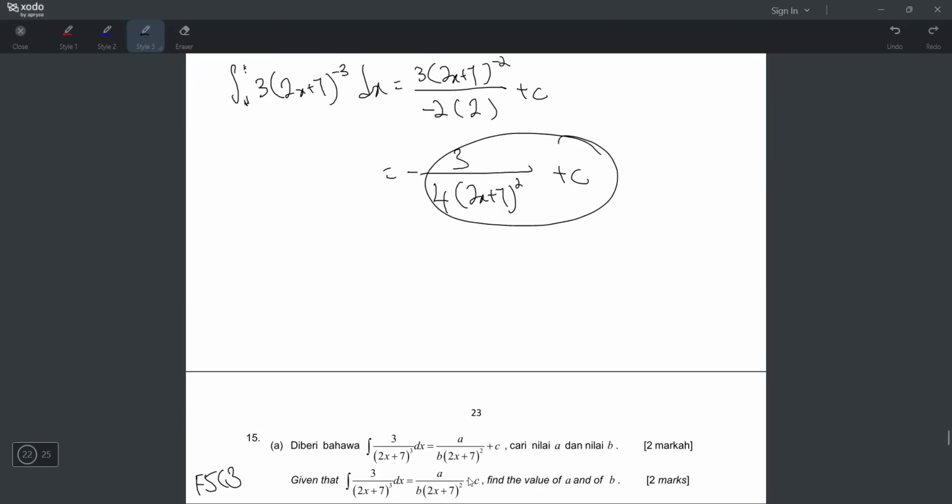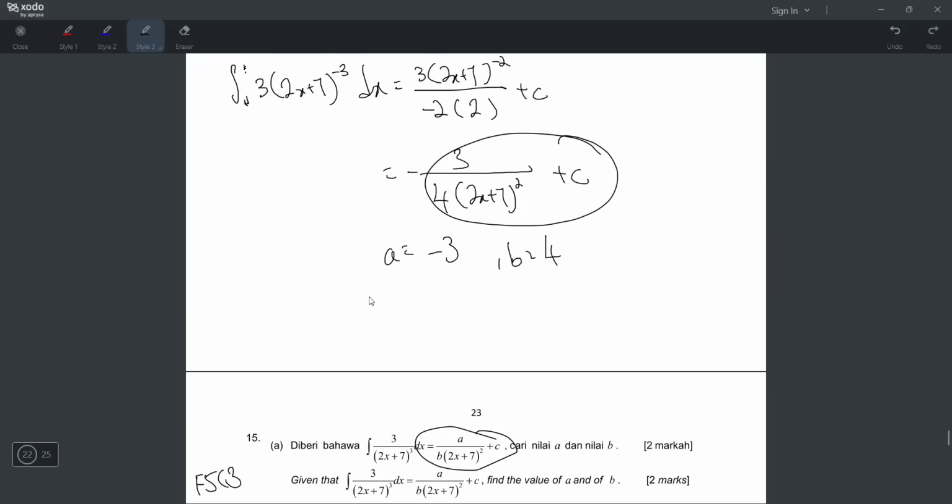This one you can compare with this already. So cari nilai A dan B. So you compare lah. So saya ada plus C, dia pun ada plus C. Saya punya atas 3, dia punya atas A. Well, actually ada negative lah. So it's actually A -3 lah. And then saya ada 2x plus 7 square. Dia pun ada 2x plus 7 square. Tapi dia punya nombor sebelum tu B. So nombor sebelum tu 4. So ni 4 lah.